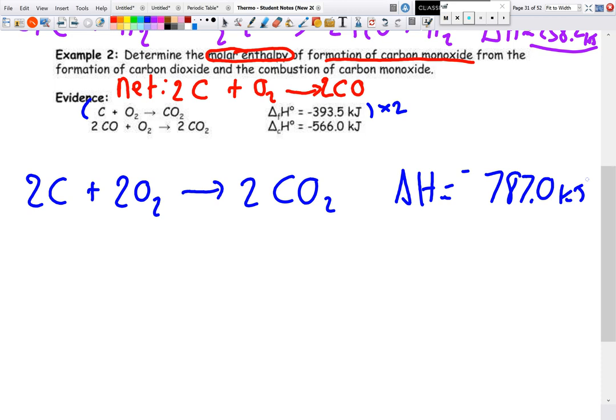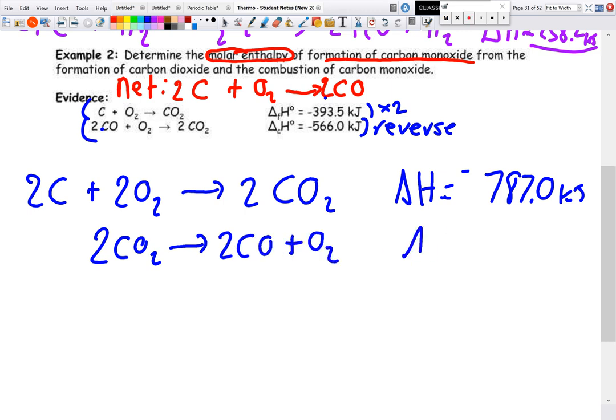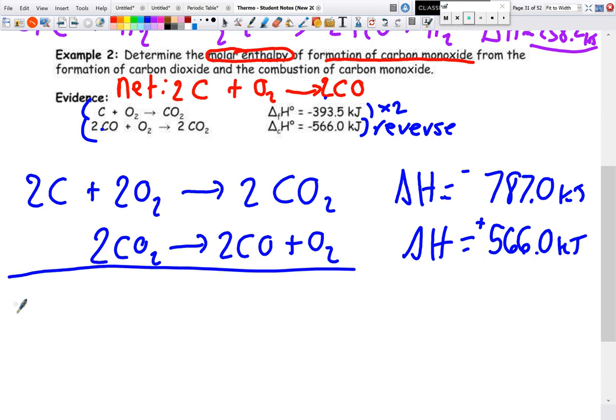Now for my second equation, the unique compound that's going to show up is definitely carbon monoxide, because we have carbon monoxide up here in my net. Now when we notice the coefficient, 2 carbon monoxide, 2 carbon monoxide, the coefficient's fine, but the side is wrong, because here it is a reactant, here it is a product. So I need to take this and reverse it. When I reverse it, I'm going to rewrite my equation: 2CO2 arrow 2CO plus O2. And delta H is reversed as well, so it is a positive this time, 566.0 kilojoules.